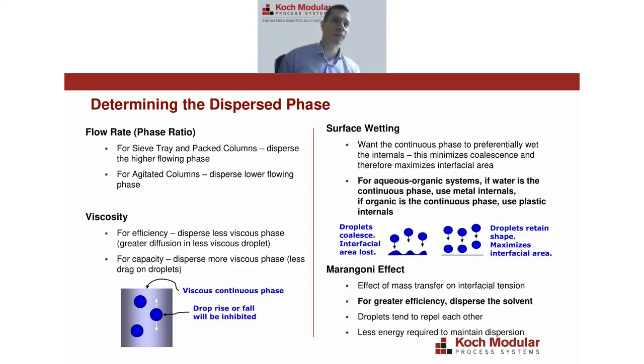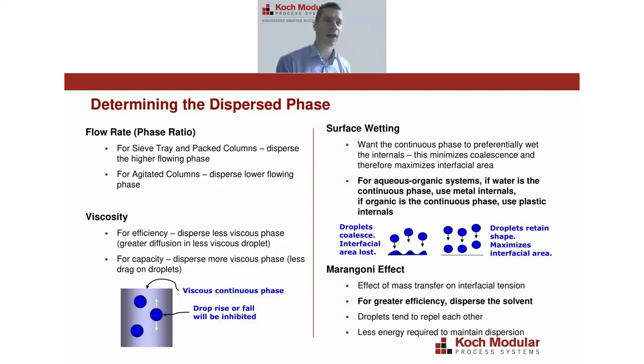If you took the opposite approach and you had a column with metal internals and you had the aqueous phase dispersed, those droplets could coalesce easily on those internals and you'd lose a lot of interfacial area, as we're showing on the right-hand side of this slide. So you really want to maximize your interfacial area to maximize the amount of mass transfer that can take place. So if you can, you'd like to have the continuous phase preferentially wet the internals.